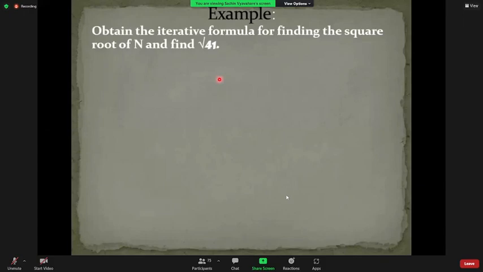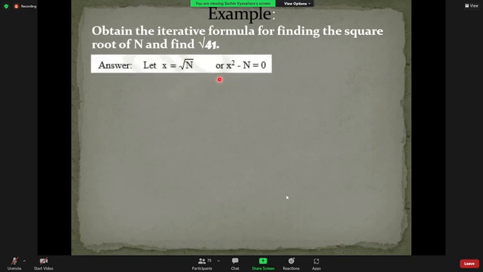Come to the part here. Our aim is to get the square root of n. So can anyone tell me what should be our f(x)? X square minus n equals 0. Very good. So this is the main part. The equation is not given. We have to derive it. So to get that equation, we start with let x be root n. So x square minus n is 0. So this is our f(x). f(x) is x square minus n.